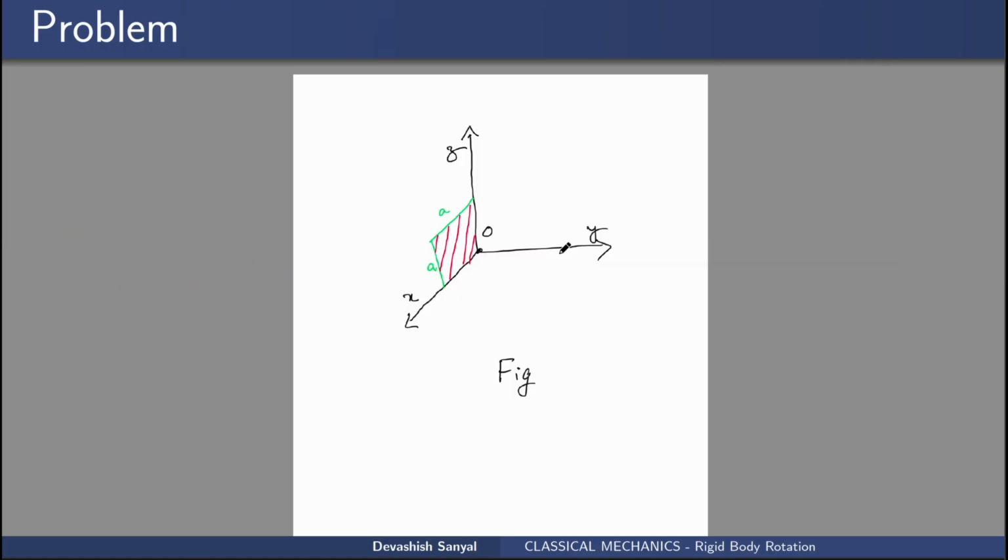This is my figure. This is my x, y, z. There is a square plate in the xz plane, and we have to find the moment of inertia about any axis that passes through the origin O. Any arbitrary axis that passes through the origin O.